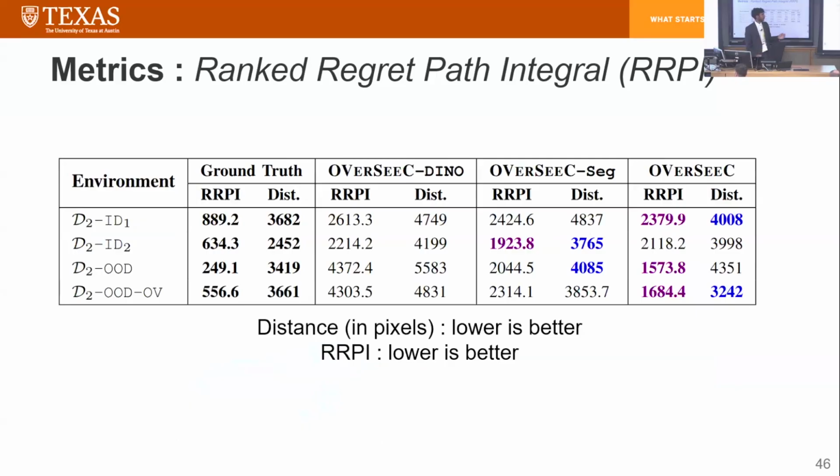And so these are some quantitative analyses. There are 2 cases. One is the in distribution case, the other is the out of distribution case. For the in distribution case, we see that our method performs very competitively with the baseline methods and outperforms in one of the cases. And for the out of distribution case, it performs really well and outperforms the baselines.